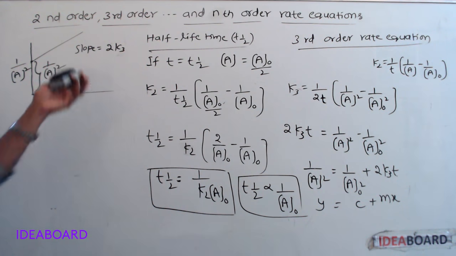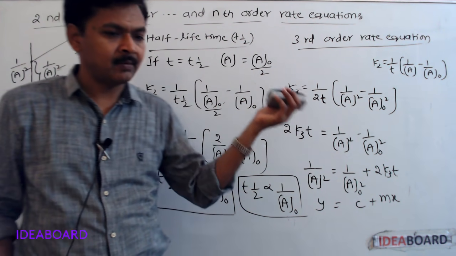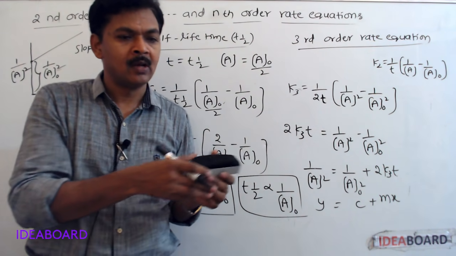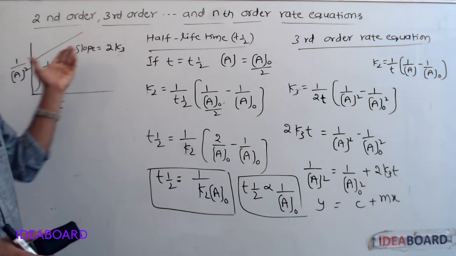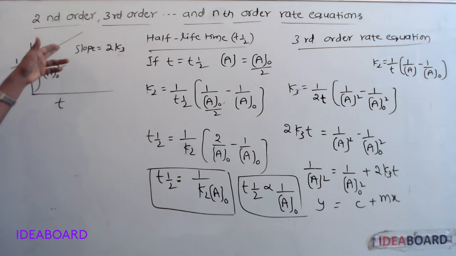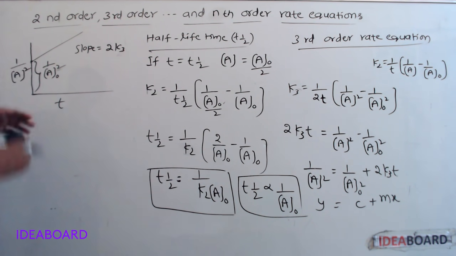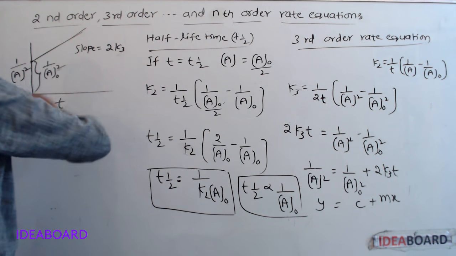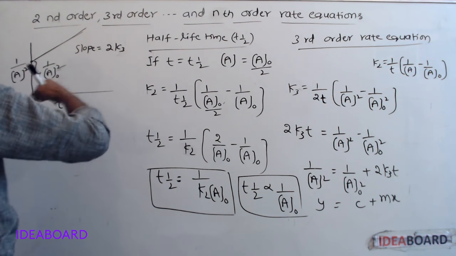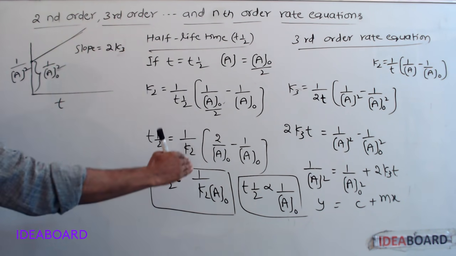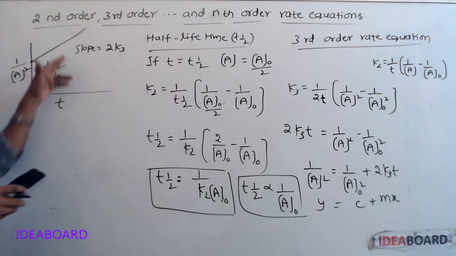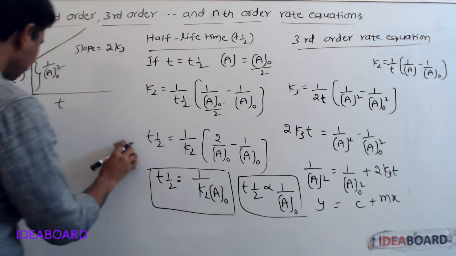For zero order reaction, we got a negative slope. Even for first order reaction also, we can get a negative slope. For second order reaction, positive slope. Even for third order reactions also, the slope is positive. When a graph is plotted between 1 by A concentration square and time, we'll get a straight line. Like this means positive slope, like this means negative slope. So here the slope is 2K3.